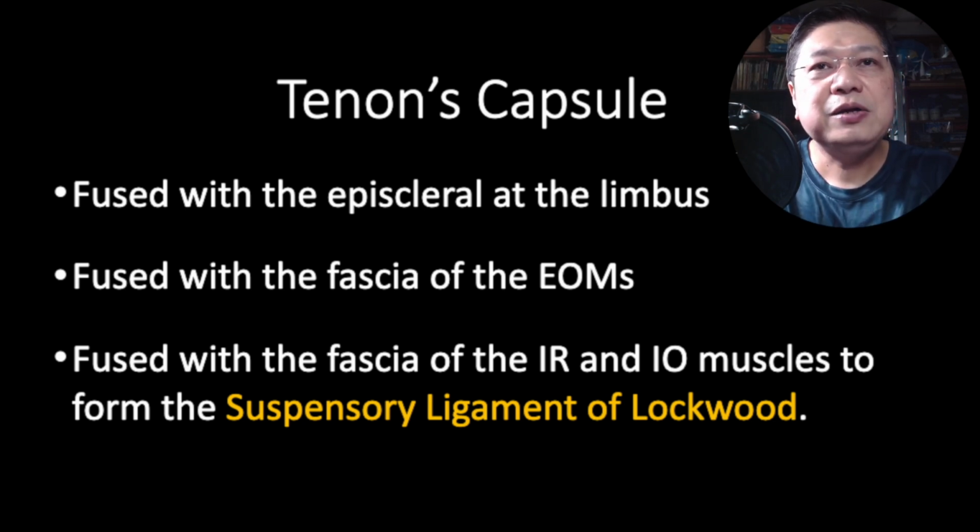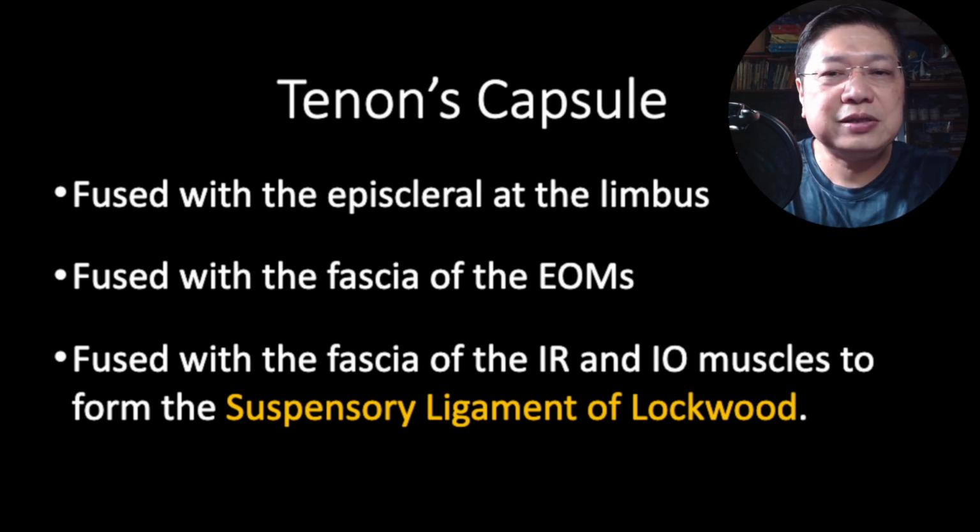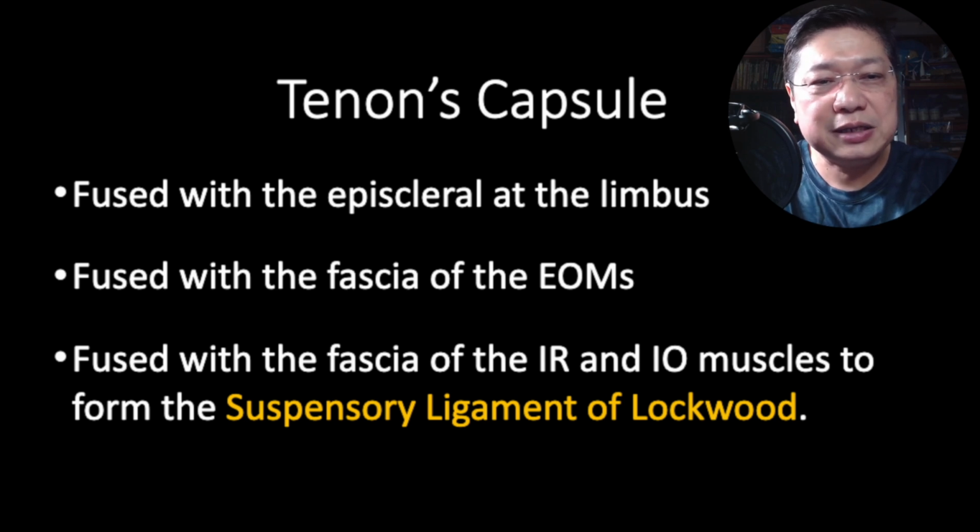Okay, so the Tenon's capsule is actually fused with the episclera in the limbus, and it's also fused with the fascia of the muscles. Since it's covering the entire eyeball, everything that interrupts that smooth layer becomes fused with it. So the limbus is where the eyeball is fused with the cornea. So it fuses with the episclera at that area, and with the muscles, since the muscles are actually connected to the eyeball, the Tenon's capsule would then be fusing with the fascias of the eyeballs.